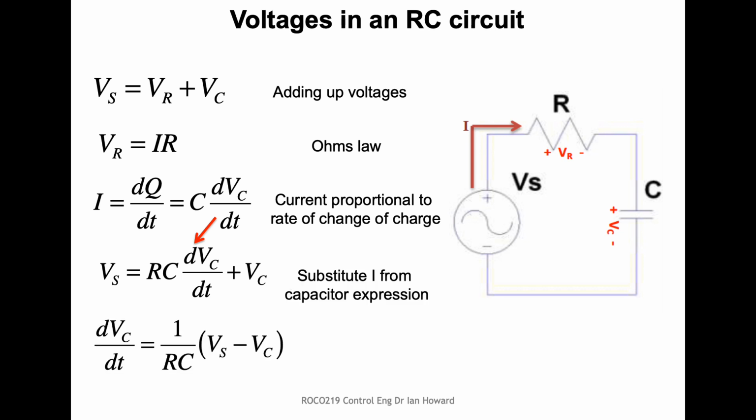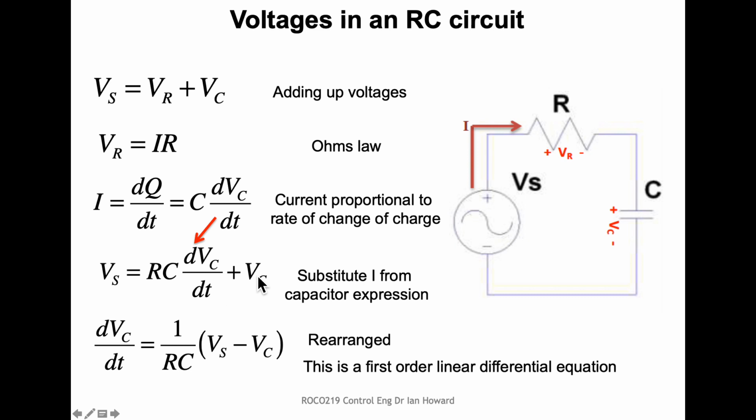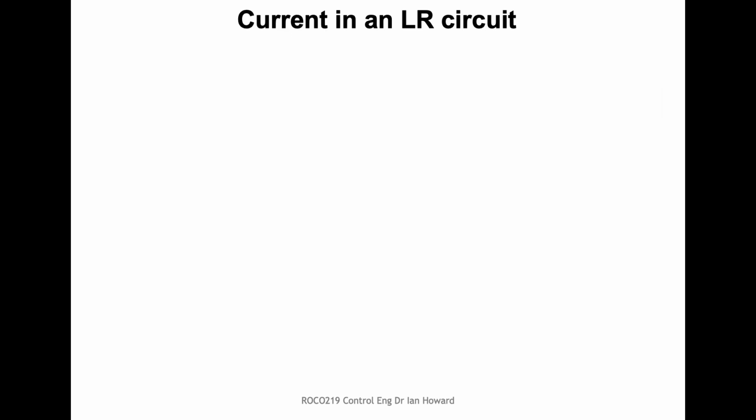In this case, we can then write a simple relation. We just have to rearrange this differential equation. We want to get the differential onto the left-hand side. So we divide through by RC, and then we end up with dVc dt equals 1 divided by RC multiplied by Vs take away Vc. And we can see that this is a first order linear differential equation.